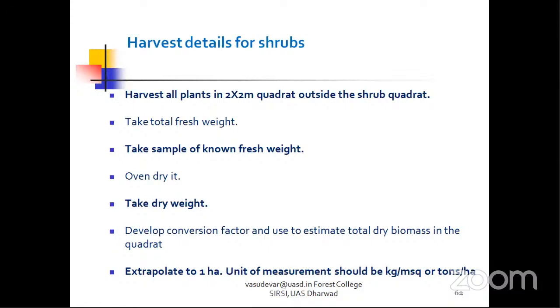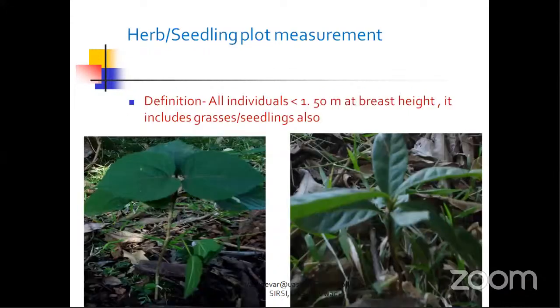And this protocol, incidentally, was developed in association with the Indian Institute of Science, CIRSI, when we conducted a series of establishments of 1 hectare plots around CIRSI. Much of my talk, and some of the pictures, are also derived from the Indian Institute of Science plots. And herb includes all individuals less than 1.5 meters at breast height, and grasses, seedlings, everything is included as a herb here.